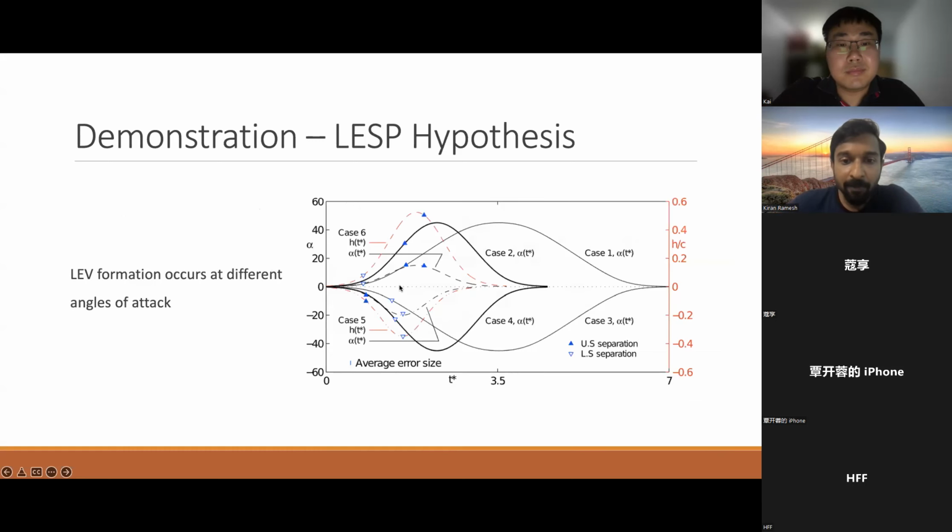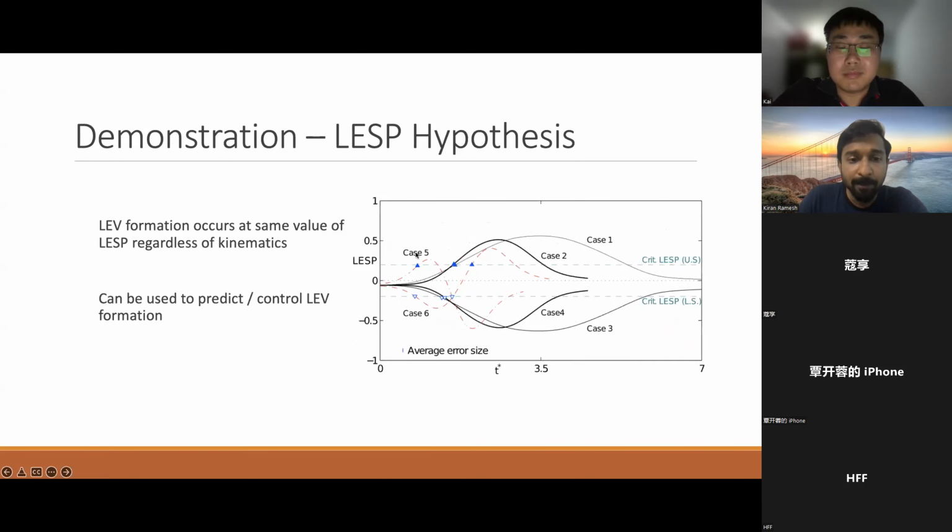Here we've plotted the time at which the leading edge vortex formation happens against angle of attack. The upper triangles stand for leading edge vortex formation on the upper surface of the airfoil, and the downward triangles stand for leading edge vortex formation on the lower surface of the airfoil. Looking at this figure, we can see that there's really no trend in terms of angle of attack. Depending on the kinematics and depending on the frequency, leading edge vortex formation may occur at any given time and at any given angle of attack. So there's no pattern over here.